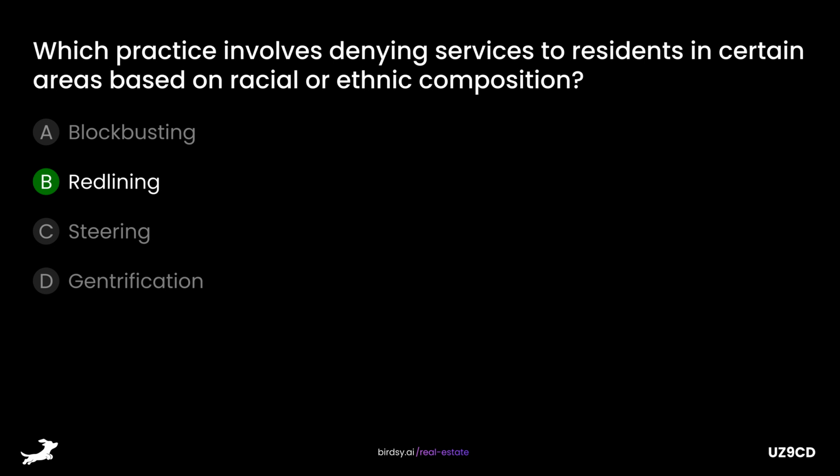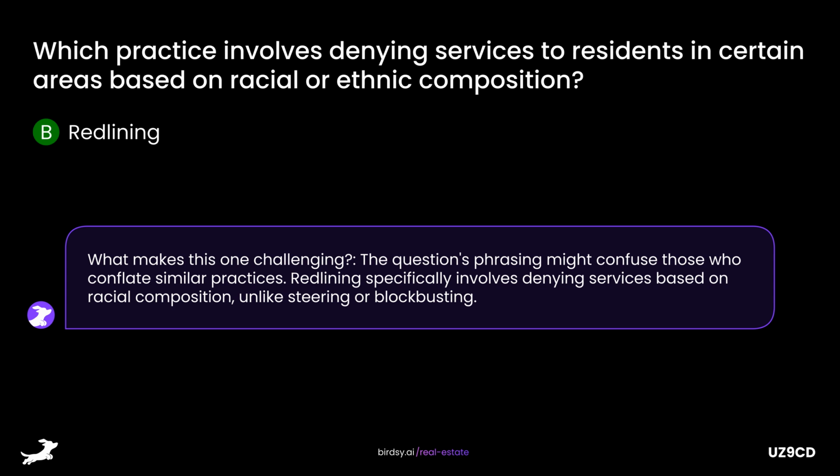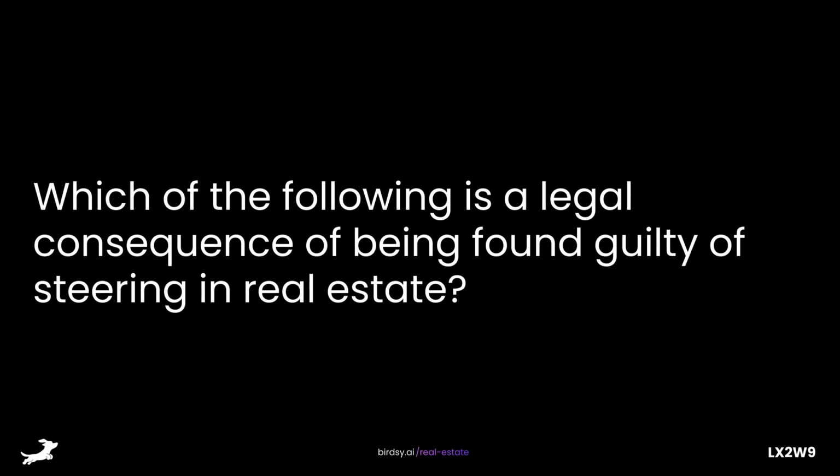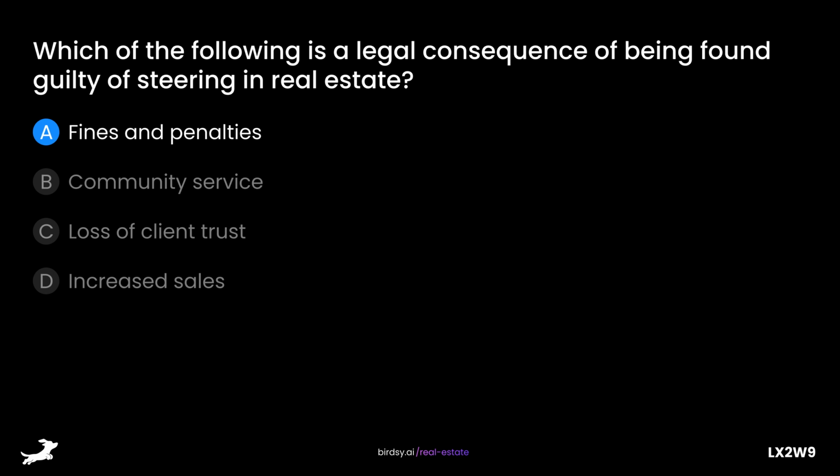The answer is B, redlining. What makes this one challenging? The question's phrasing might confuse those who conflate similar practices. Redlining specifically involves denying services based on racial composition, unlike steering or blockbusting. Which of the following is a legal consequence of being found guilty of steering in real estate? Is it A, fines and penalties, B, community service, C, loss of client trust, or D, increased sales?